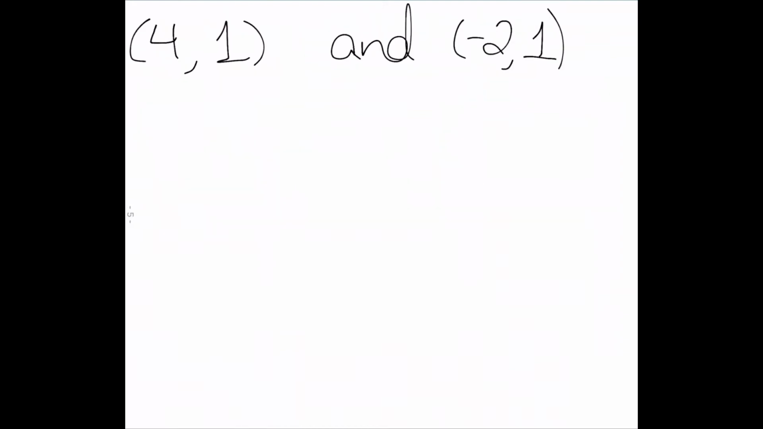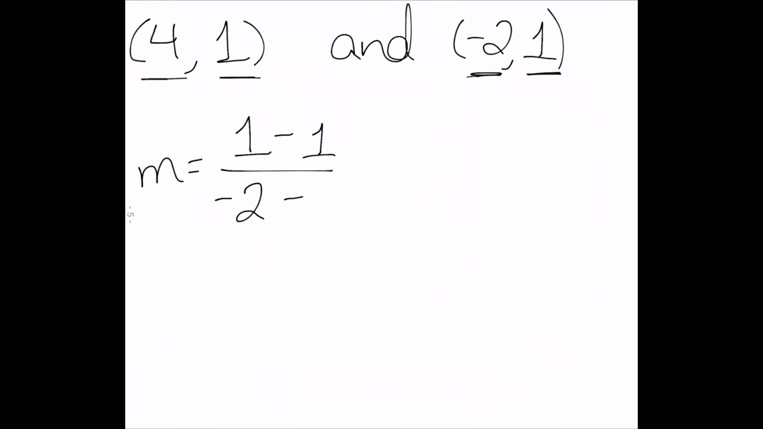For our last one, 4, 1, and 2, -1. This time I would have y2, which is 1, minus y1, which is 1, over x2, -2, minus x1, 4. So on the top I have a 0, and on the bottom I have -6. And 0 divided by anything is 0. So this has a slope of 0, which is actually a horizontal line.